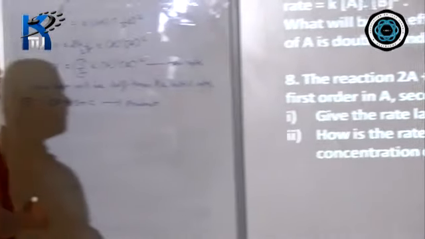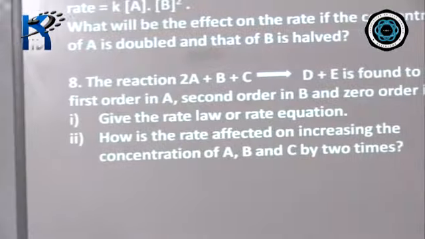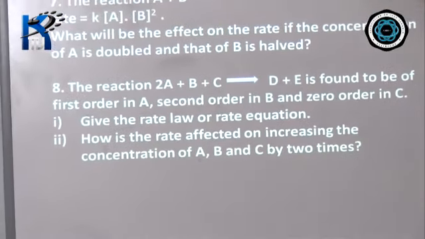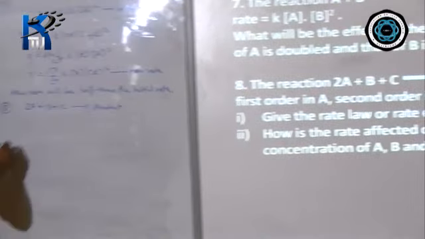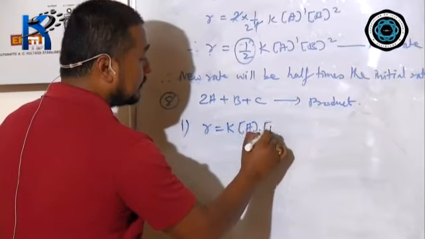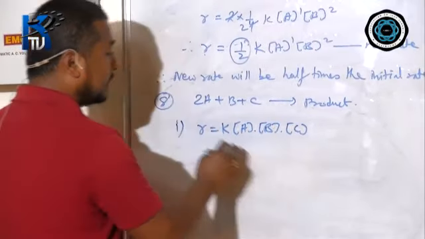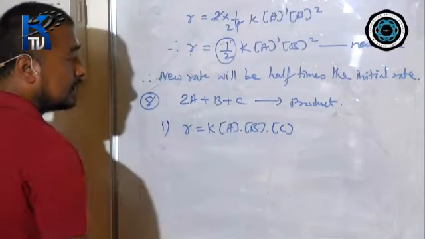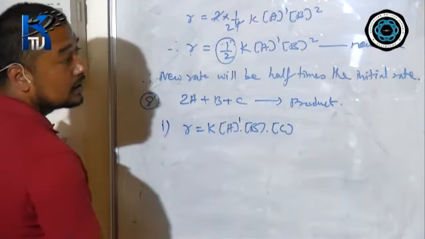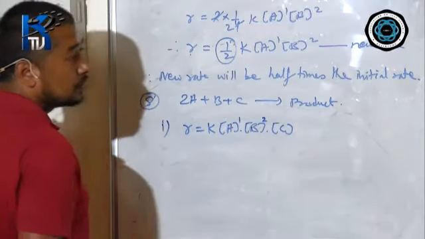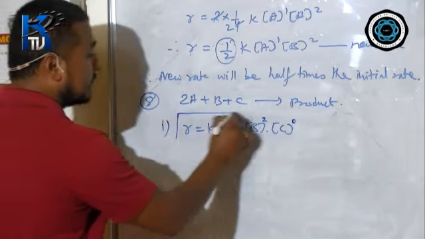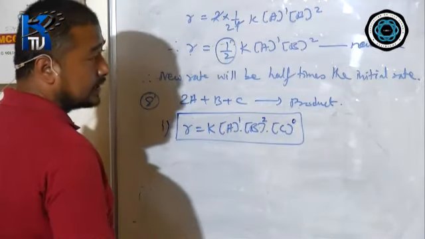Okay, and the question is saying it is first order with respect to A, second order with respect to B, and 0 order with respect to C. So number 1, what they are saying is to find the rate law or rate equation. So R is equal to K [A]^_ [B]^_ [C]^_, because we have 3 reactants A, B and C. Now the question is saying first order with respect to A, so put power 1, second order with respect to B, so put power 2, and 0 order with respect to C, so put power 0, and this gives you the rate equation for number 8.